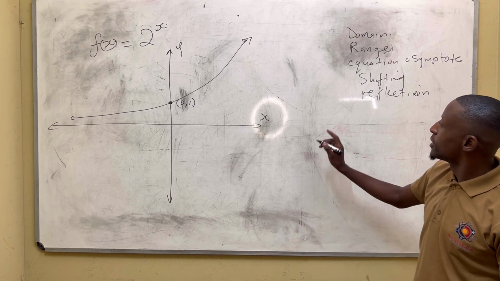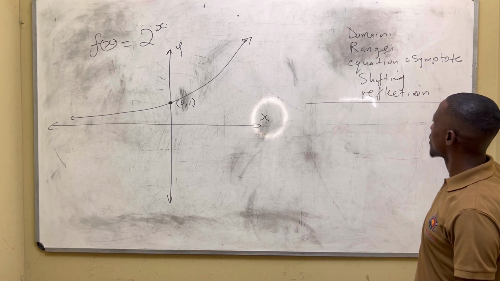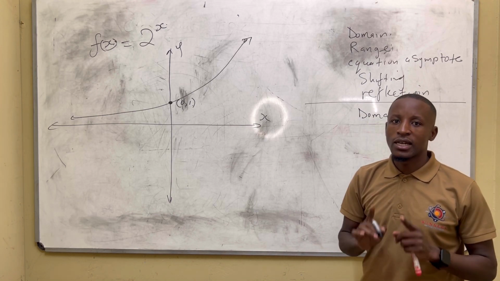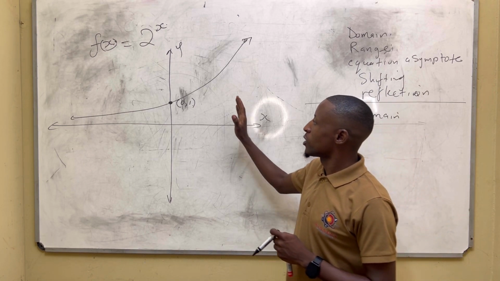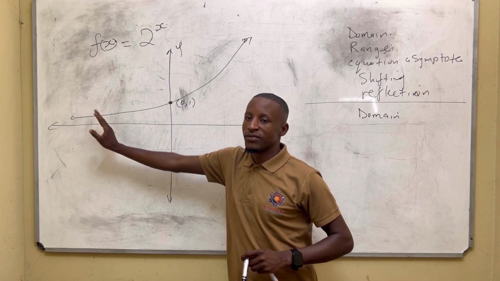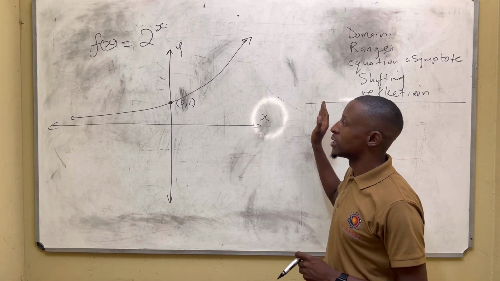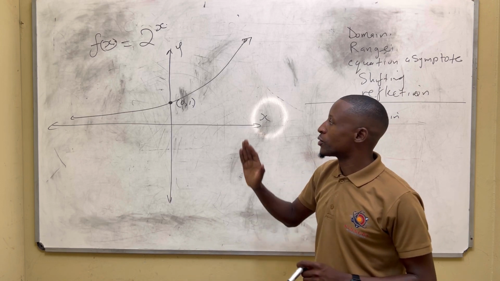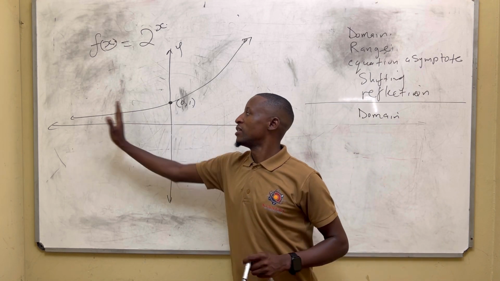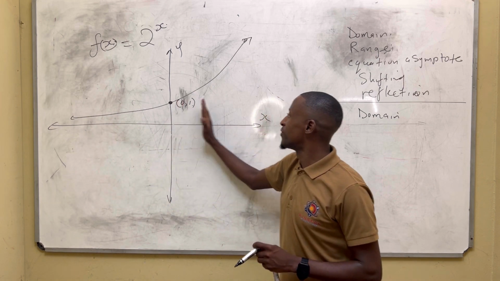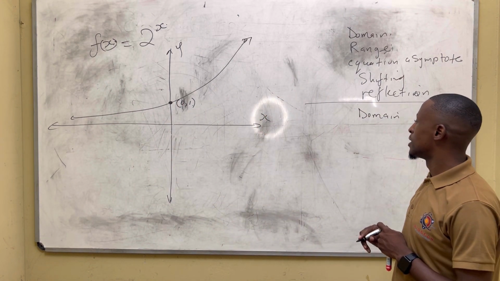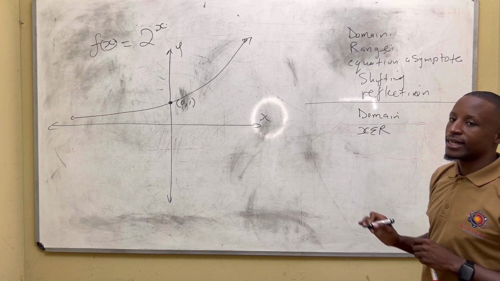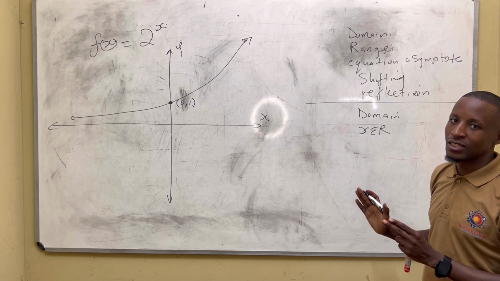So in terms of the domain, we said these are x values where the graph exists. So you check whether your graph exists on the negative x values and on the positive x values. Don't check whether it exists down; down, we are dealing with range. Now our graph exists everywhere as you go to the left and everywhere as you go to the right. So our answer is x is an element of real numbers. It doesn't have a restriction.